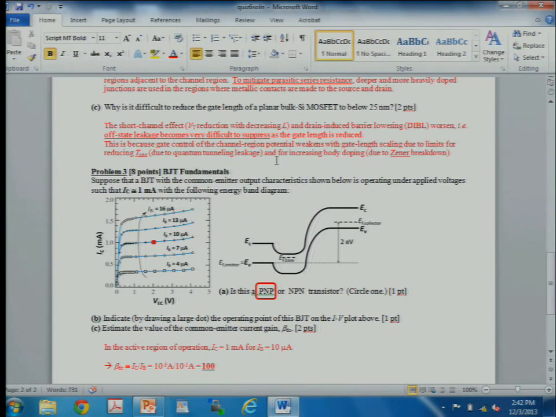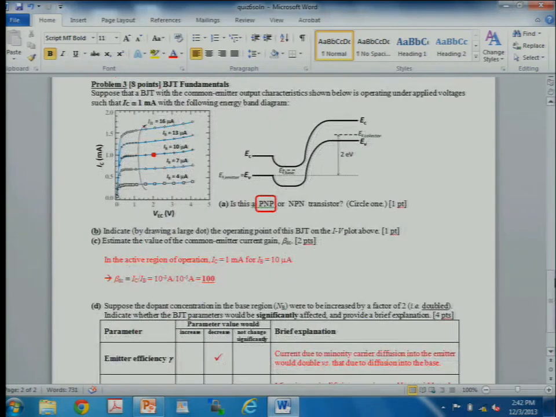And also, if you want to increase the body doping to help suppress DIBL and short channel effects, you actually start to get N plus P plus junction formation in the drain, and that leads to Zener tunneling, right? Direct band-to-band tunneling. So the off-state leakage starts to go up. So it's counterproductive to dope the body too heavily for that reason.